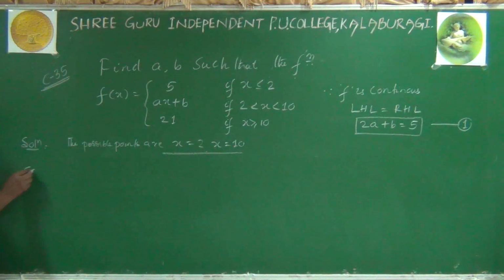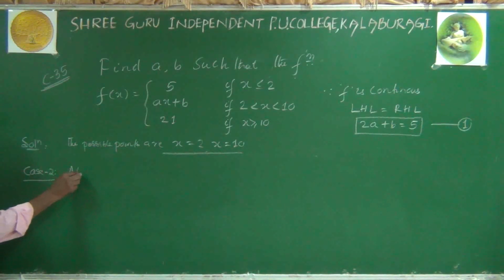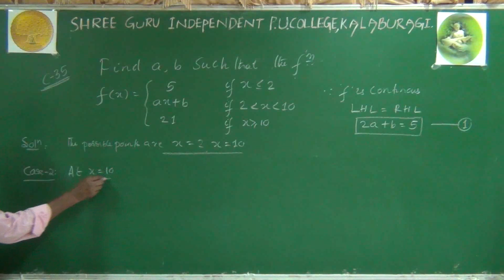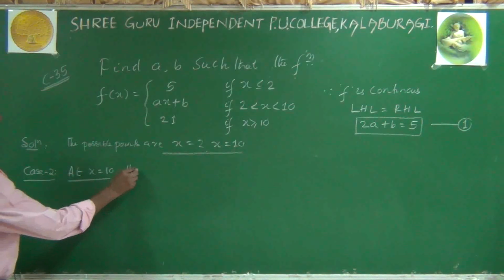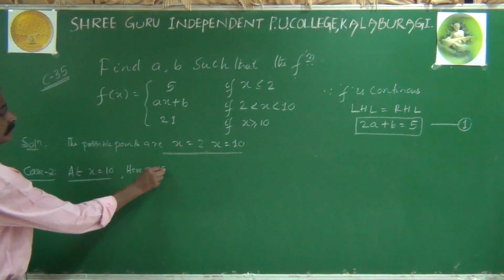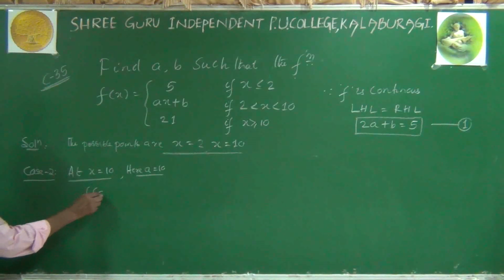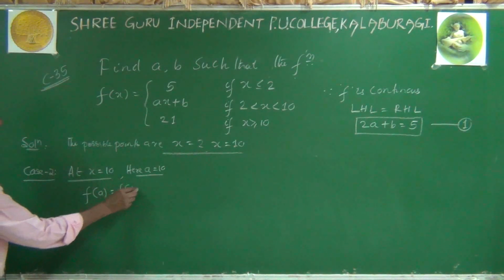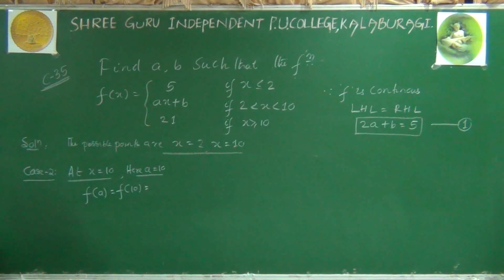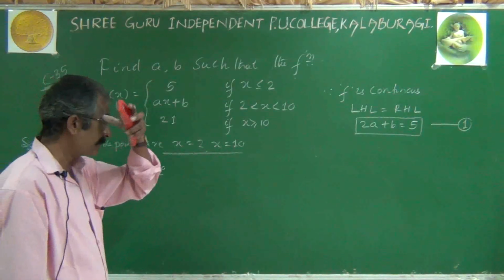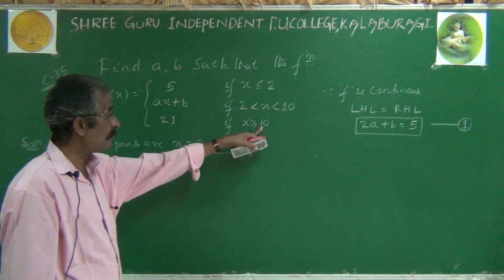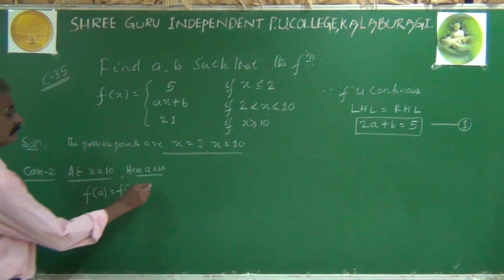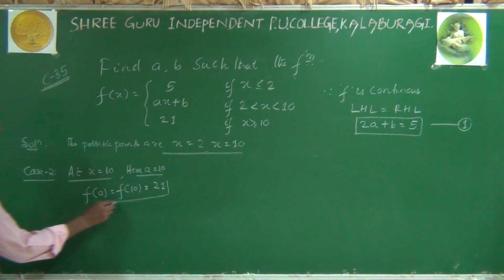Case 2. At x equal to 10. So here in the second case a equal to 10. Let's find f of a, that is f of 10. You observe in the given function representation where x equal to 10 satisfies. When x is greater than or equal to 10, function value is 21. So f of 10 equals 21.